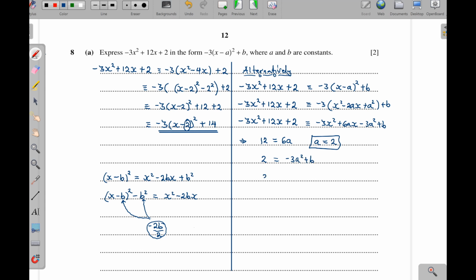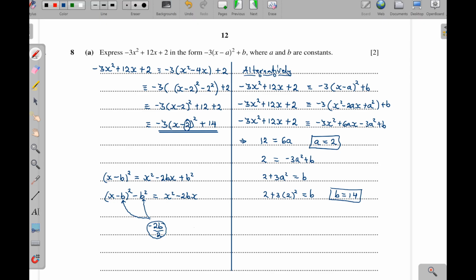Remember we need b. So this will be 2 plus 3a squared. Not so? But what is our a? Our a is a 2. So you square it. So 2 squared, that's a 4, times 3, that's a 12. Then plus the 2, that one will give us a what? A 14. You see that?